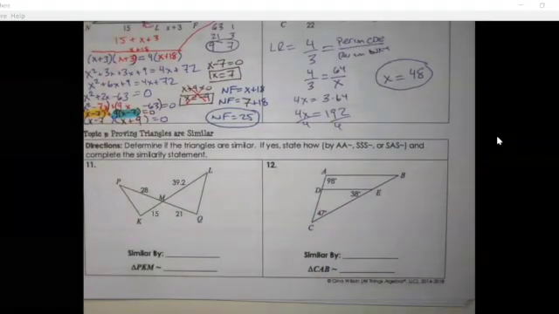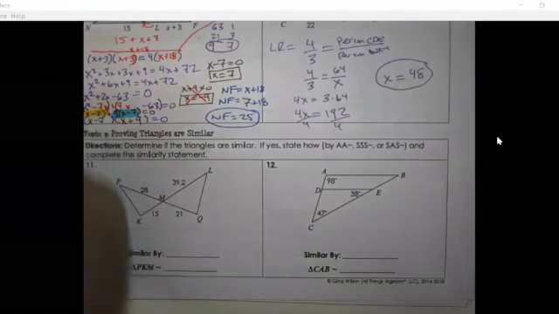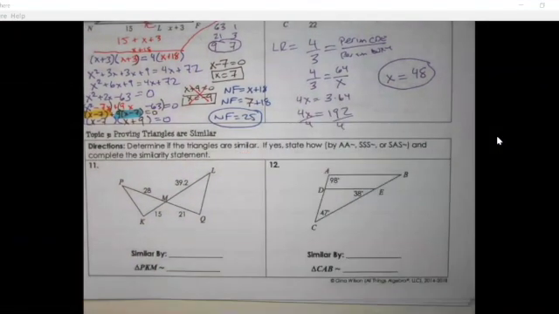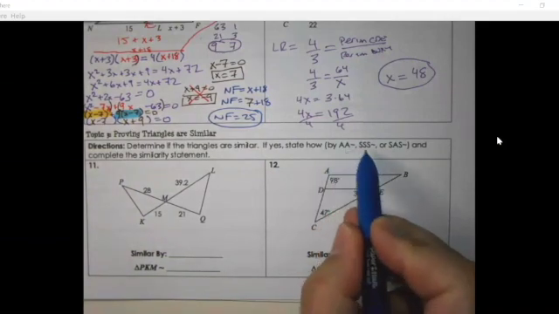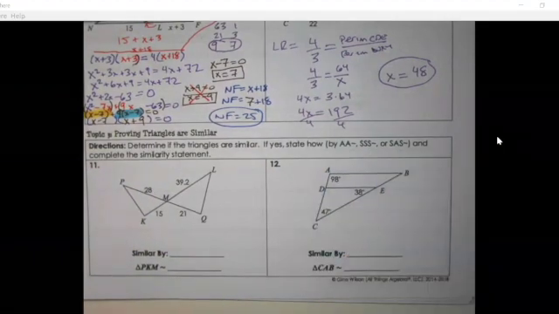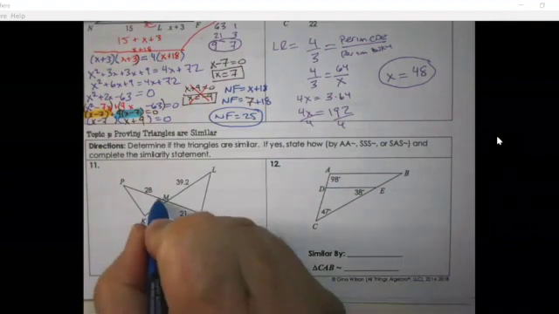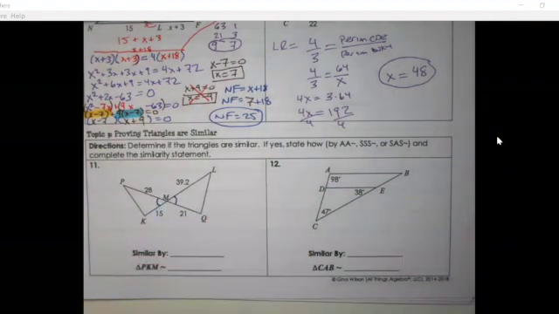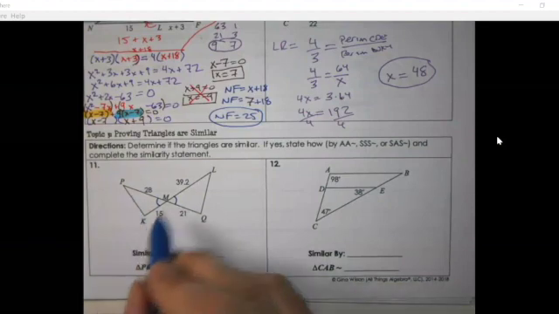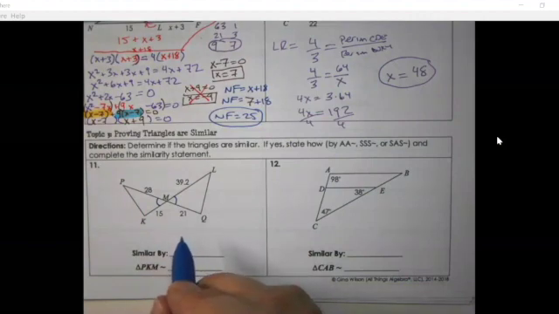Okay, so now we're determining if these triangles are similar. If yes, state how. So these are our three theorems: angle-angle similarity, side-side-side similarity, or side-angle-side. In this problem, I see that I've got an angle congruent because of vertical angles. And now I need to see if these are in the right proportion. So how do I know these match up, or these?